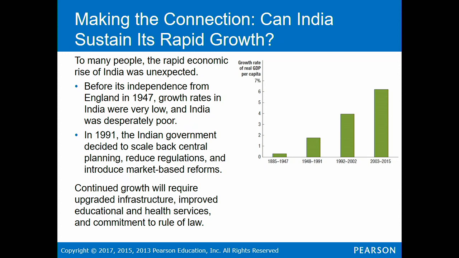But starting in 91, they adopted some market-based reforms. They made it easier for entrepreneurs to start businesses. They scaled back some central planning, so there is more room for firms to decide what to produce and how to produce. And they reduced some of the regulatory footprint. So again, you're allowing people to do more, giving them more options. What we saw is the growth rate increased to about 4% in the first decade, 92 to 2002. And we've seen even stronger growth from 2003 to 2015, up closer to 7% growth.